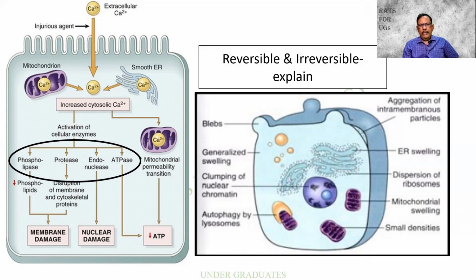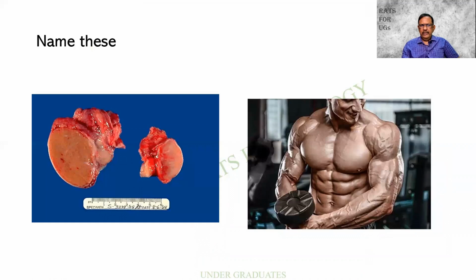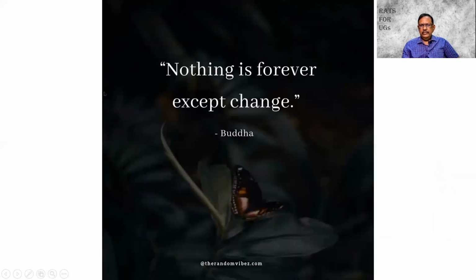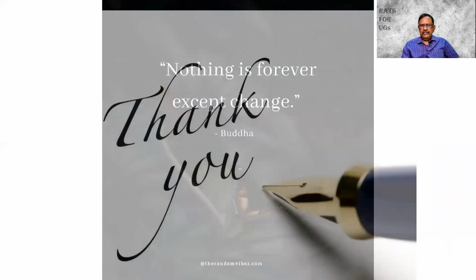What more do you want to answer? So these are all the reversible and the irreversible changes. Please explain. I would like you to kindly identify and name these changes. Nothing is forever except change. Thank you.